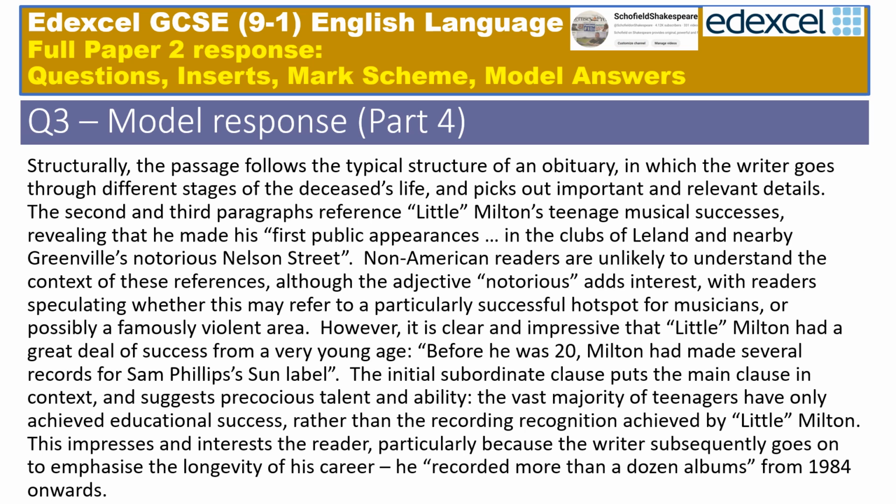Before he was 20, Milton had made several records for Sam Phillips's Sun label. The initial subordinate clause puts the main clause in context and suggests precocious talent and ability. The vast majority of teenagers have only achieved educational success, rather than the recording recognition achieved by Little Milton. This impresses and interests the reader, particularly because the writer subsequently goes on to emphasize the longevity of his career. He recorded more than a dozen albums from 1984 onwards.